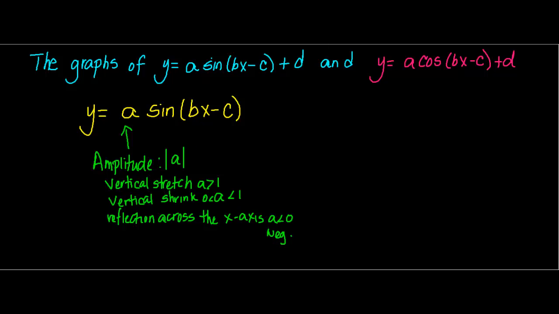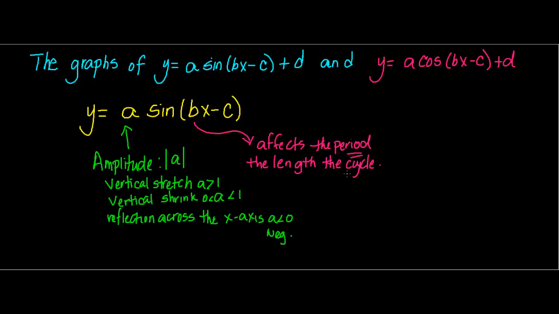This letter here, letter B, this letter affects the period of the function. Remember that the period stands for the length of the cycle. So this affects the length of the cycle. The length of the basic sine cycle is 2 pi. And also for cosine, the length is 2 pi. Its period is 2 pi. That means you will have one complete cycle in 2 pi.